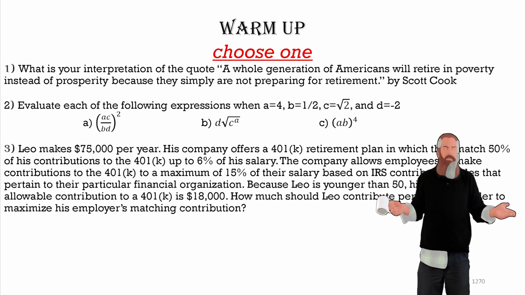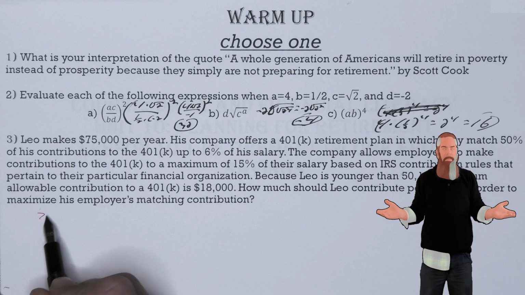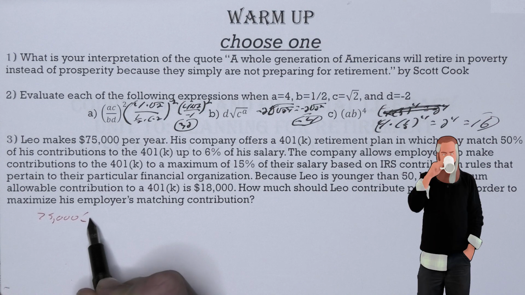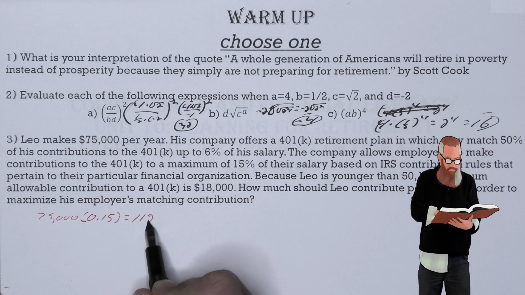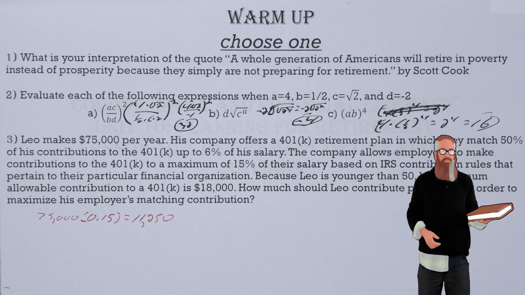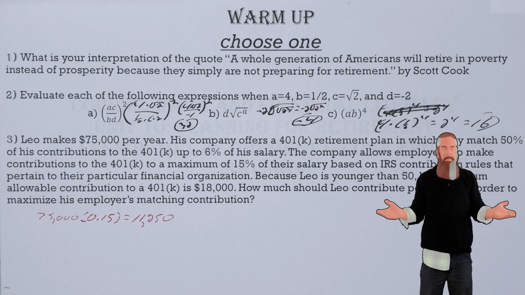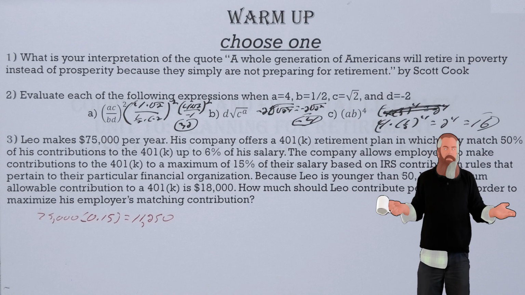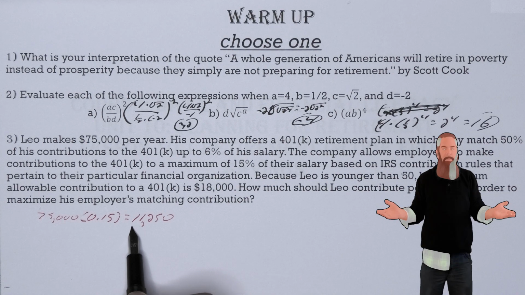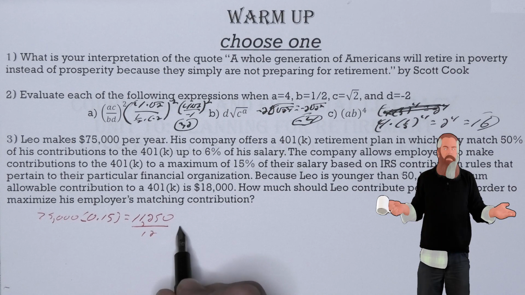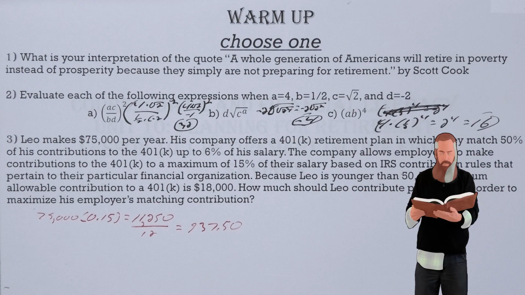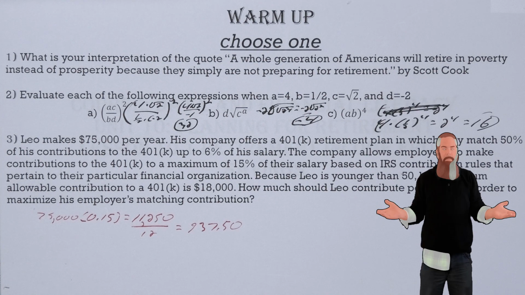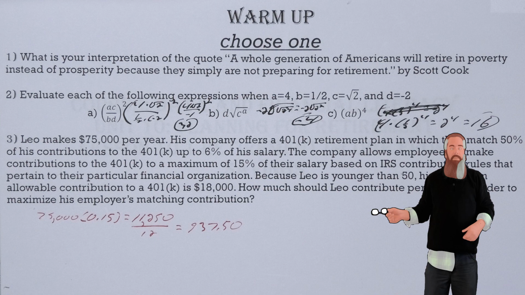The first thing is to determine the maximum that Leo's employer will allow him to contribute to his yearly 401k. His salary of $75,000 times 15%, or 0.15, gives us $11,250. Now that $11,250 is below the $18,000 that the 401k will allow. If we divide the $11,250 by 12 for his monthly contribution of $937.50, that $937.50 will reach the employer's maximum contribution by the end of the year.